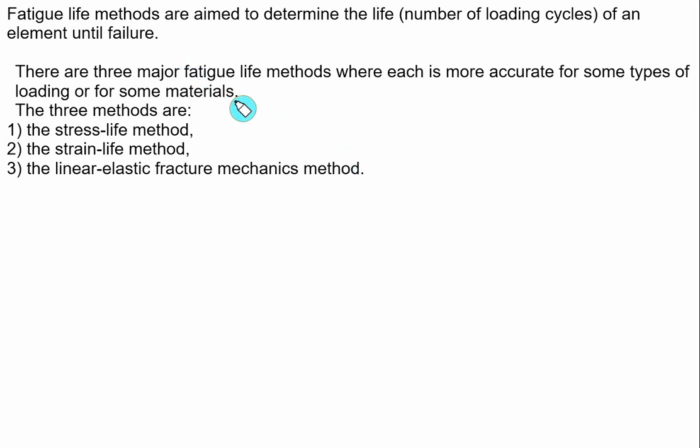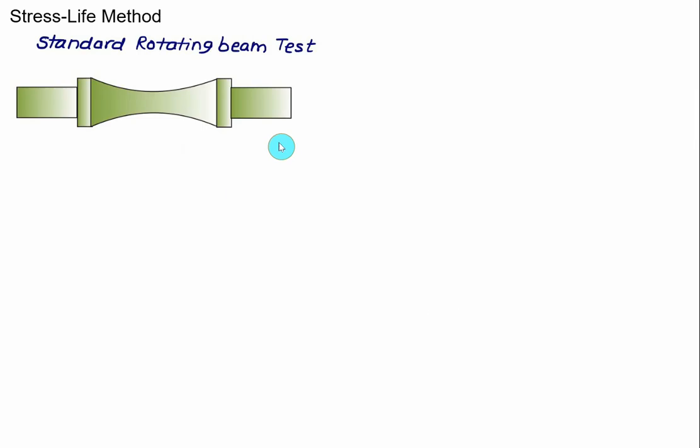There are three major fatigue life methods, where each is more accurate for some types of loading or some other materials. Three methods are present for the fatigue life. That is the stress life method, second is the strain life method, and the third is the linear elastic fracture mechanics method. For calculation of a fatigue property, the property of the material is obtained by using the standard rotating beam test.